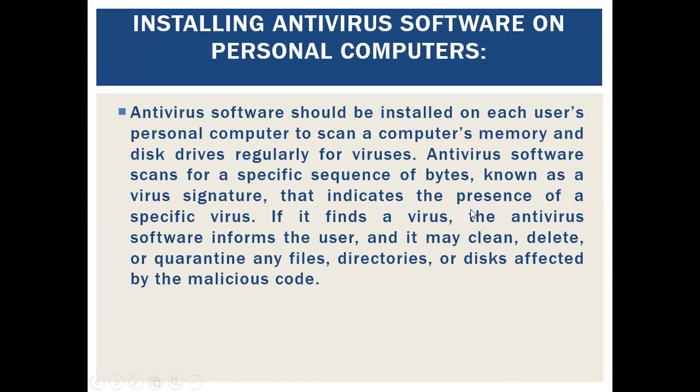If it finds a virus, then the antivirus software informs the user, and it may clean some viruses, delete some viruses, or quarantine any file, directory, or disk affected by the malicious code. That is basically the reporting from the antivirus. And sometimes your Windows gets corrupted, creating some problem, and the antivirus deletes some important files, but they are all basically affected, and we need to reinstall our Windows. Okay, that's again installing antivirus software on a personal computer. It is also the third step in how we can establish a security policy.